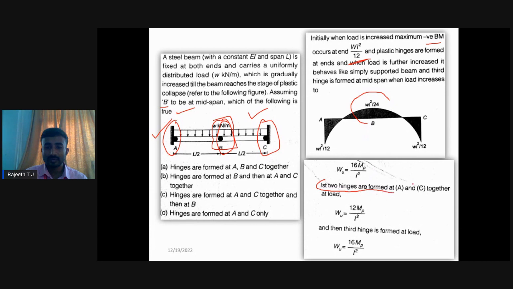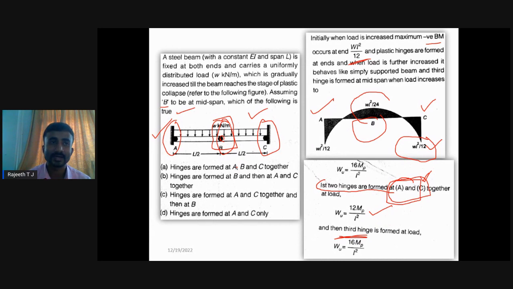First, 2 hinges will form at A and C. At the fixed ends, since the moment is higher, the plastic hinges form first at the supports, that is at A and also at C, instead of under the load. Then the third hinge forms under the load. Whenever they ask it like this, we should calculate the maximum fixed end moment at the supports and also the maximum moment for the load condition. Based on the magnitudes, we can tell where we will get the hinges first.